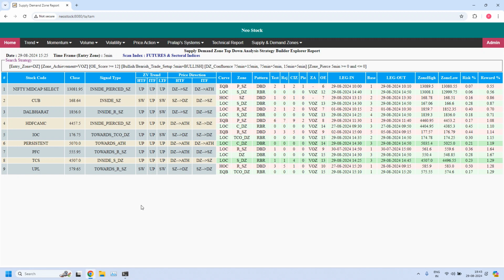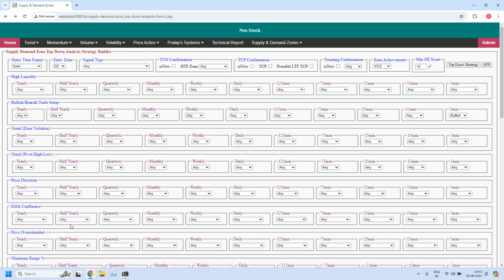So 75 minutes demand zone. Why are we checking 75? Because 5 minutes and 15 minutes both zones are overlapped with the 75-minute zone. That's why for the 75-minute zone we need to look for EMA confluence. So in the EMA confluence in 75 minutes time frame, I am looking for 75 minutes demand zone with daily EMA confluence, because the last EMA time frame is daily, to get the accurate results.